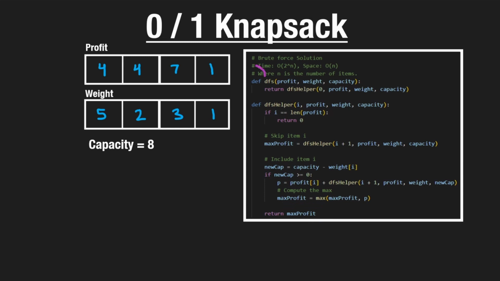Now we can actually take this code, even though it's not very efficient, it's 2 to the power of n, but we can optimize it to actually be big O of n times m time complexity, where m actually is the capacity that we're given.